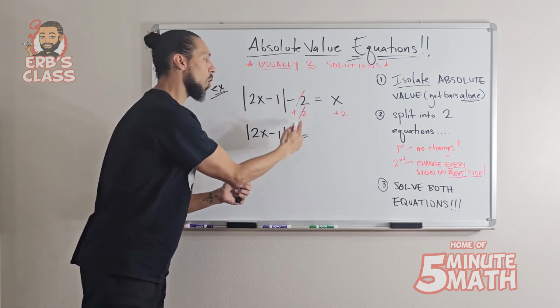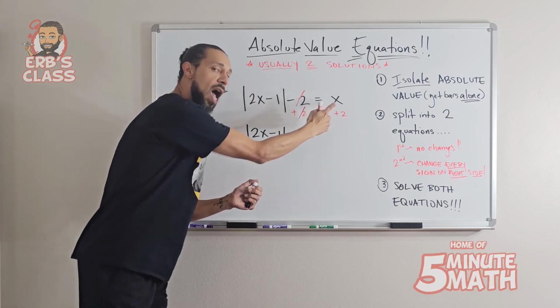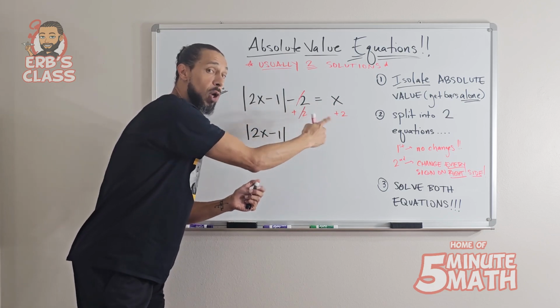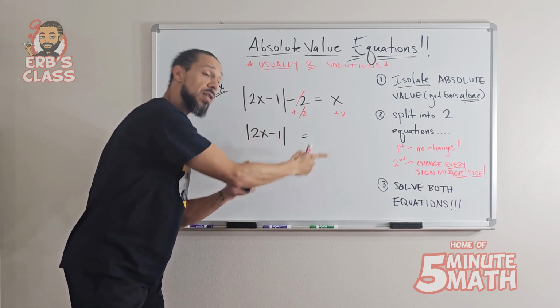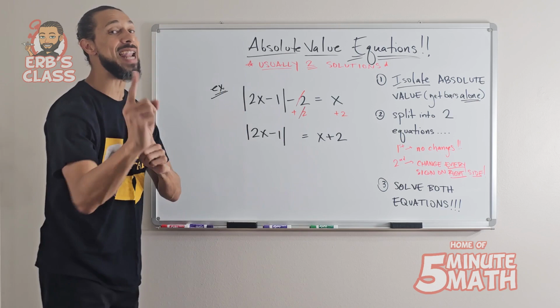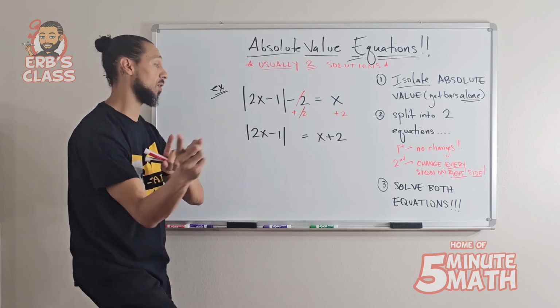To get the bars alone, I have to add 2 to both sides. But on this side, these are not like terms, so I'm just going to write them down beside each other. Exactly right. And now it's time to split into my 2 equations.